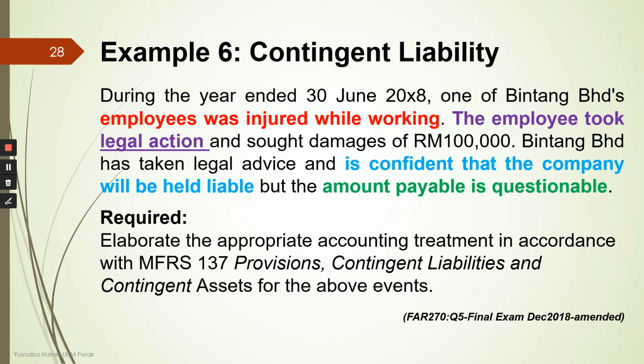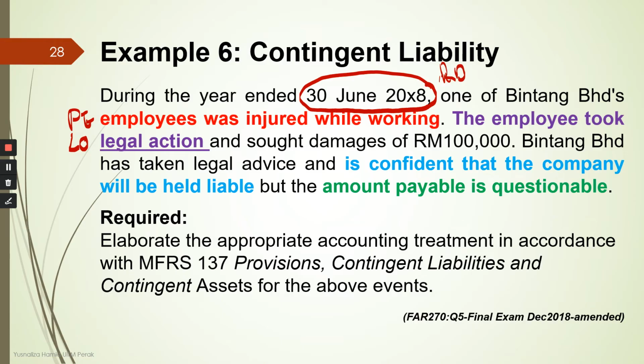Next one is looking at the example. During the year ended 30th June 20X8, this is the reporting date. The year starts on 1st of July 20X7. One of Bintang Berhad's employees was injured. When the employee was injured, that was the past event. I use red ink to show that part, the past event. The past event here is a past obligating event, which is the event that gives rise to a present obligation. And the present obligation here is a legal obligation.